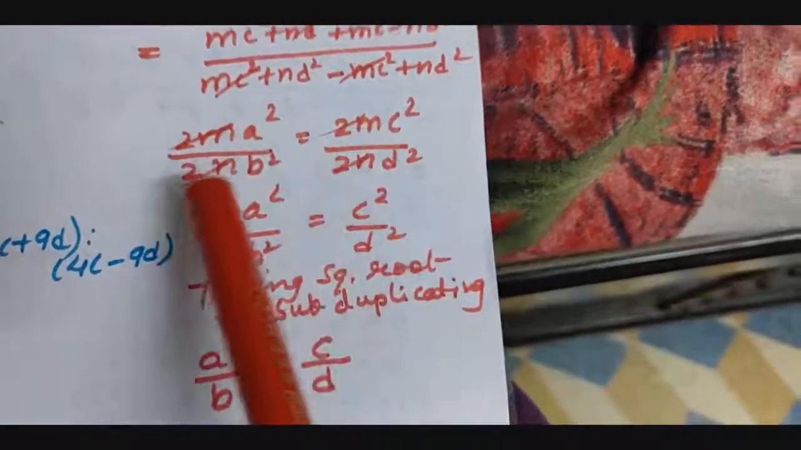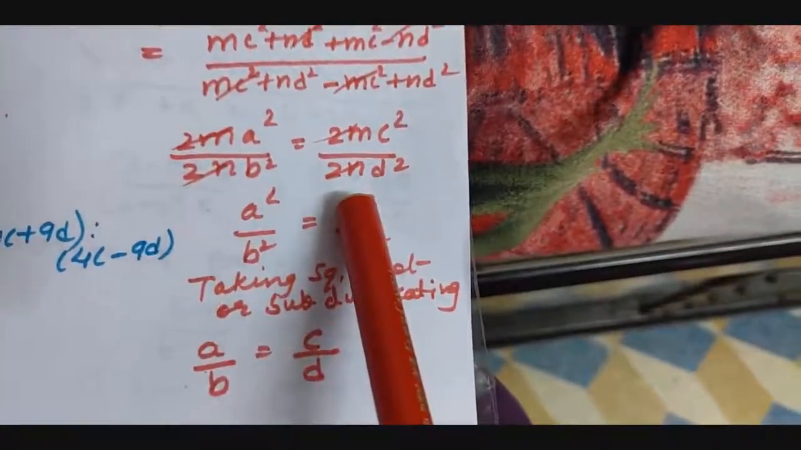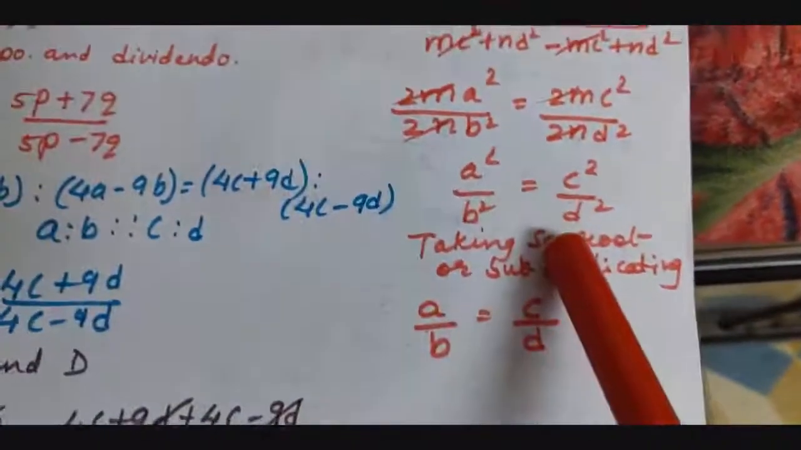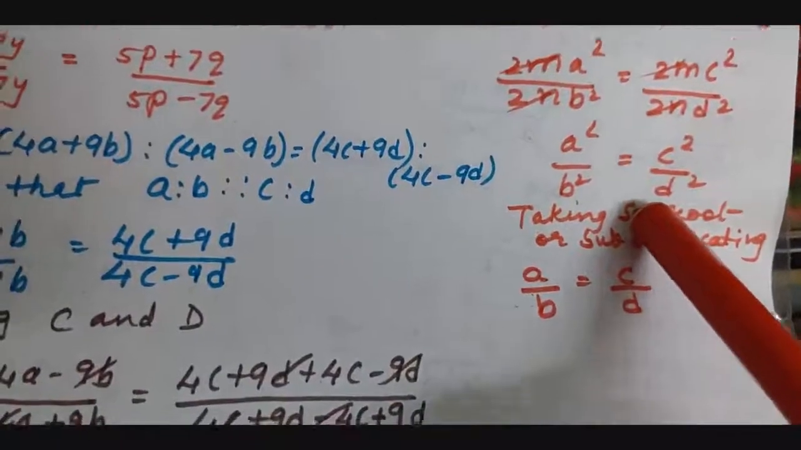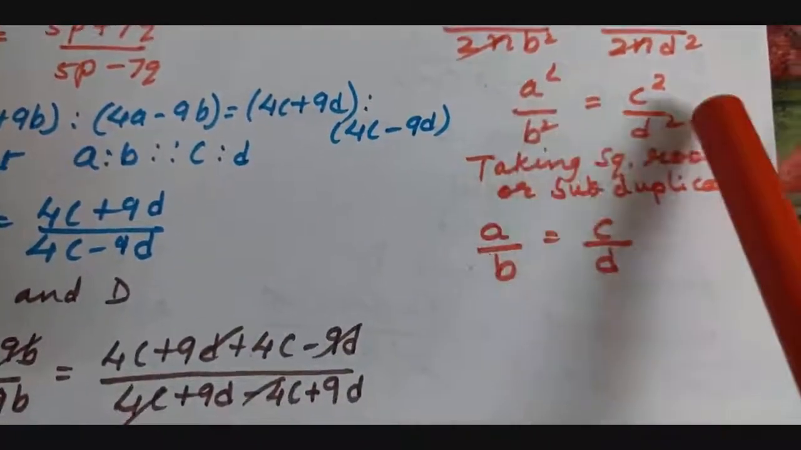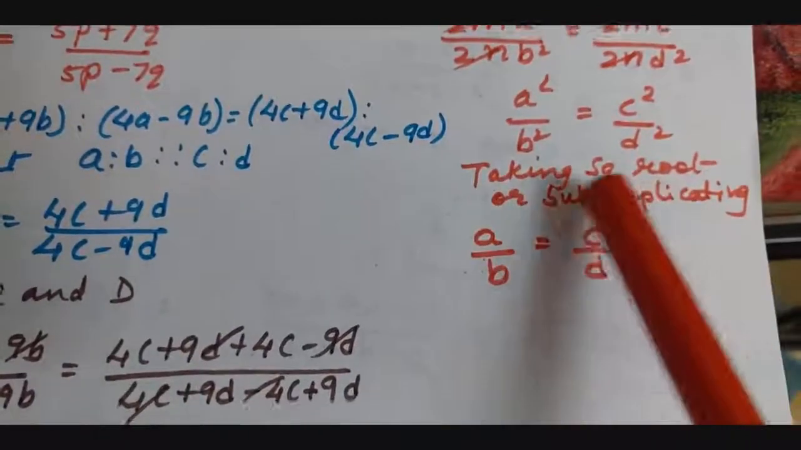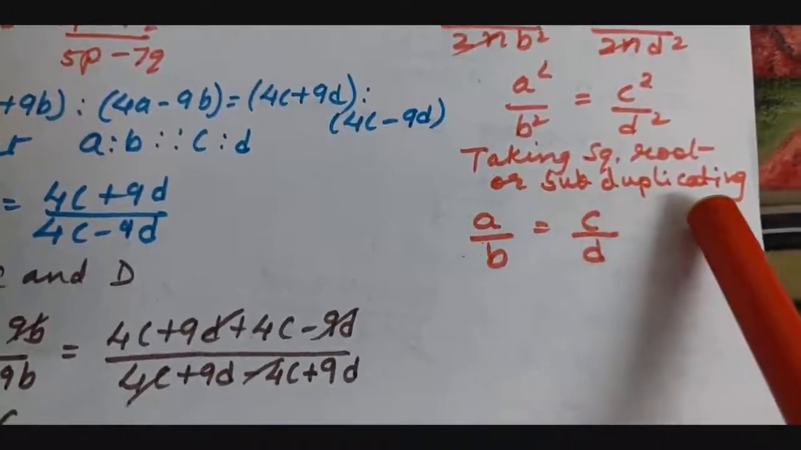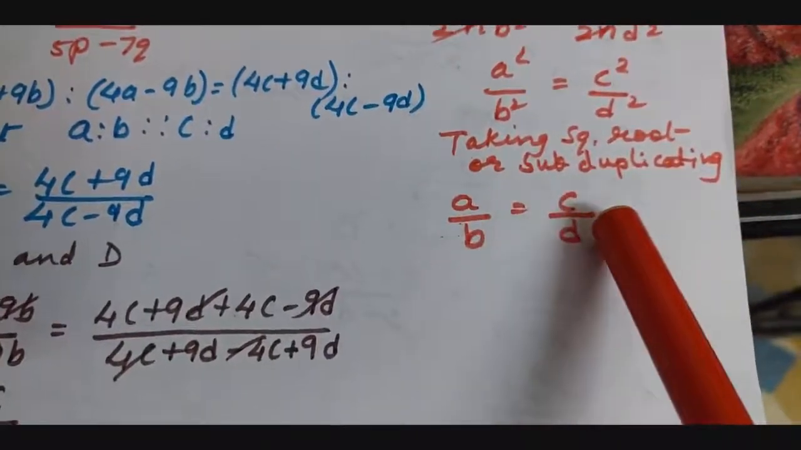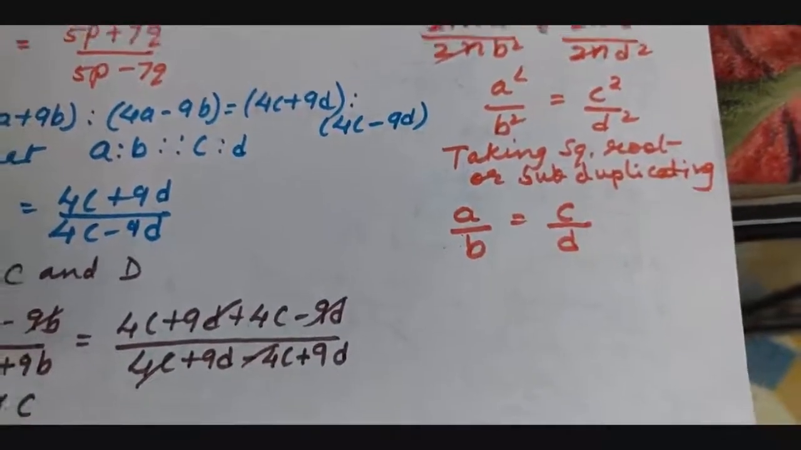Now 2m, 2m, 2n, 2n cancel from both the sides, so I am left with a² upon b² is equal to c² upon d². Now I want to remove this square, so by taking the square root, or you can say subduplicating, any way you can use, and get a by b is equal to c by d.